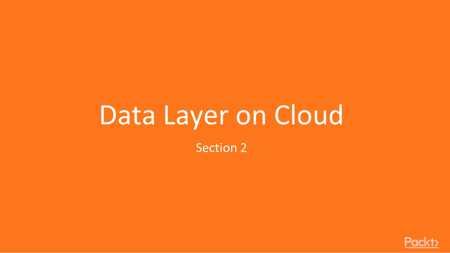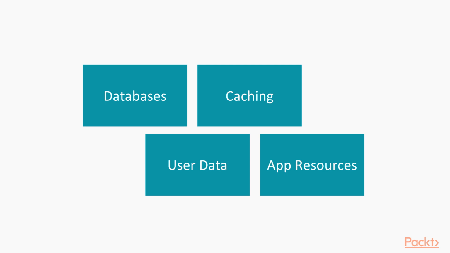Now, in the second section, let's go ahead and take a look at how we can store our data on the cloud. In this section, we will try to explore different database options that Microsoft Azure has provided us with. We will also try to take a look at how many caching solutions we can utilize on the platform as a service offering. We will also explore how we can store the user-generated data from our web applications, and we will also take a look at how we can store the resources for our web applications to function properly.